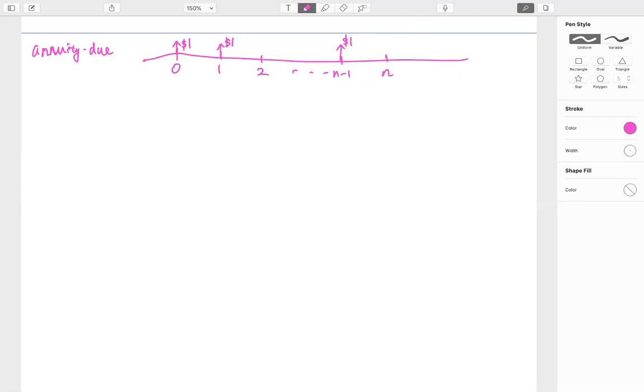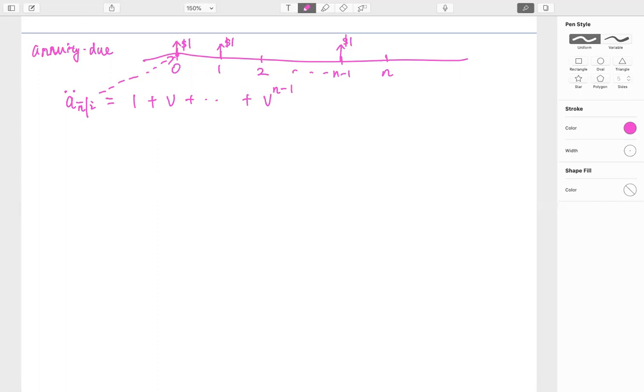Okay, so for the new notation, you put double dots. So it's A double dot angle N at I. Again, it always helps to write down what you are trying to sum up. We still want to know the present value at time 0. For the first payment, there's no need to discount. It's just $1. The second payment has to be discounted by 1 year, so it's V, all the way to the last payment at n minus 1. So the proper discounting factor goes to V^(n-1).